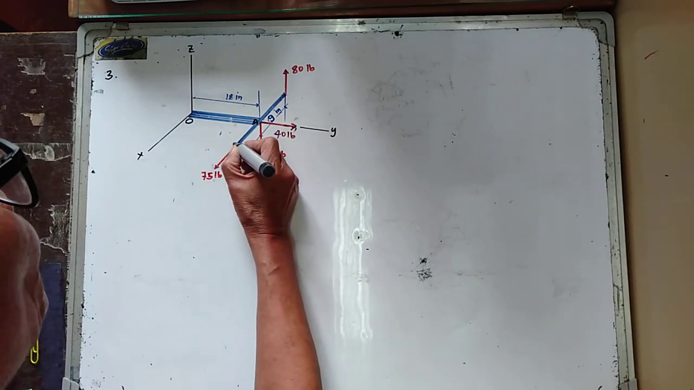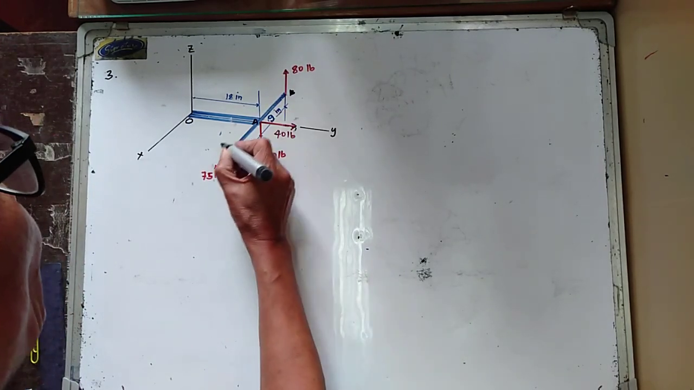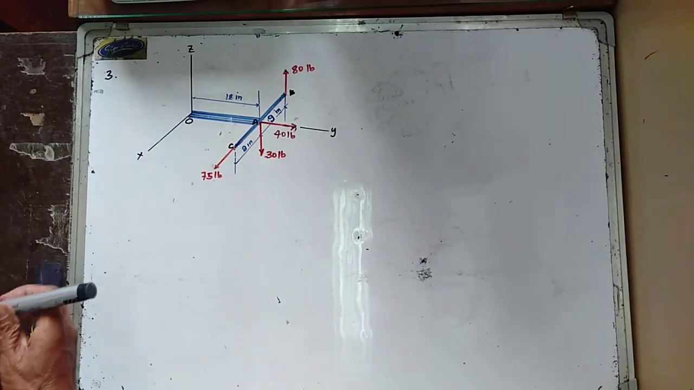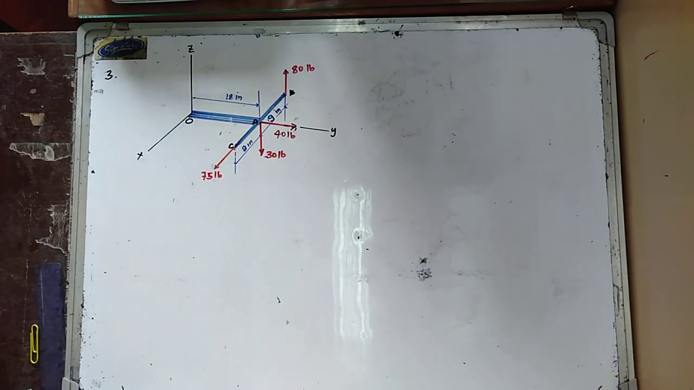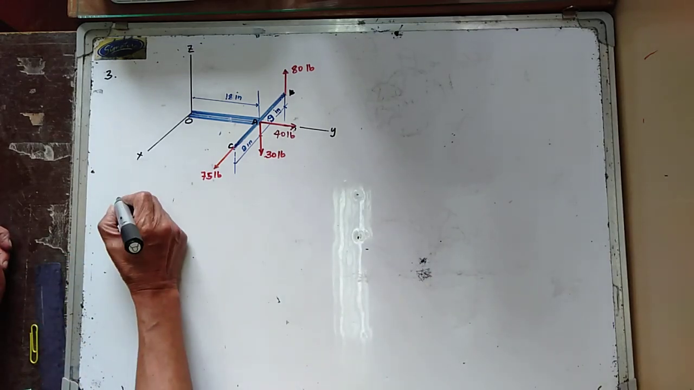This is your point B. And we now have your point C. Replace this system of forces with a force R through point O and a couple C. Okay, so first, let us try to determine the resultant of the given force system.